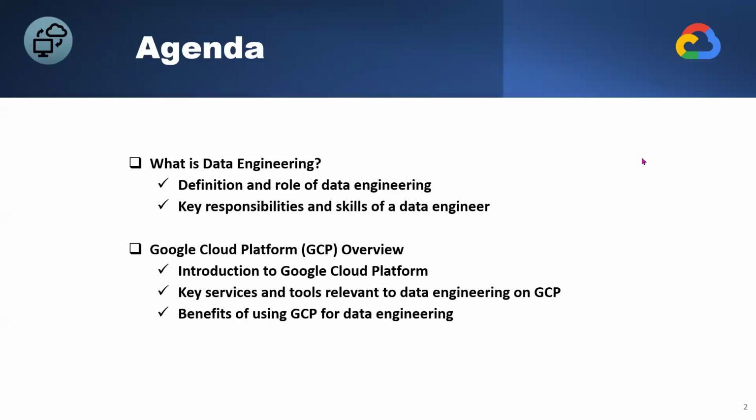Okay, so this is the agenda for today, learning what is data engineering and what is Google Cloud Platform. And after that, for our boot camp, I'm going to tell you how many topics that we are going to cover, and what is the course content for this particular boot camp I'm going to discuss.